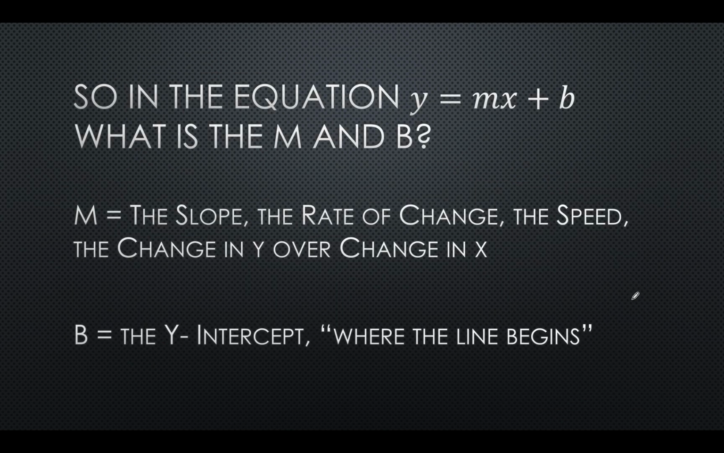So in the equation y equals mx plus b, what is the m and the b? Well, the m is the slope, the rate of change, the speed, the change in y over the change in x, also known as the rise over the run. Make sure you've got all of those written down. The m is the slope, the rate of change, the speed, the change in y over change in x, and the rise over run.